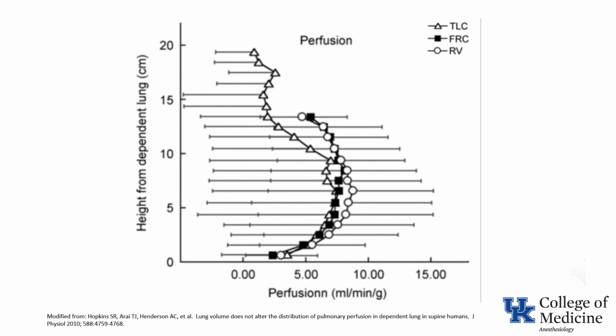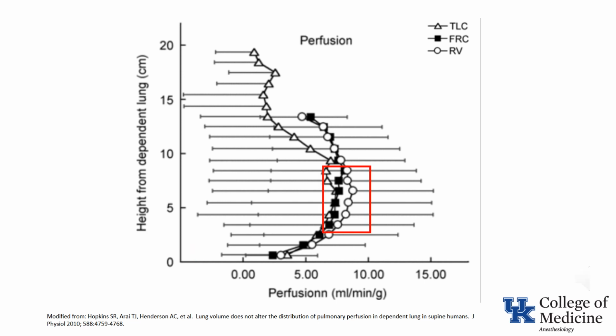It displays variation in perfusion per gram of lung tissue at differing lung volumes. The x-axis shows perfusion. The y-axis is the vertical distance above the most dependent portion of the lung. From this, it is evident that the most dependent parts of the lung have the least perfusion, obviously not at all consistent with the classic teaching that blood flow is gravitationally dependent.